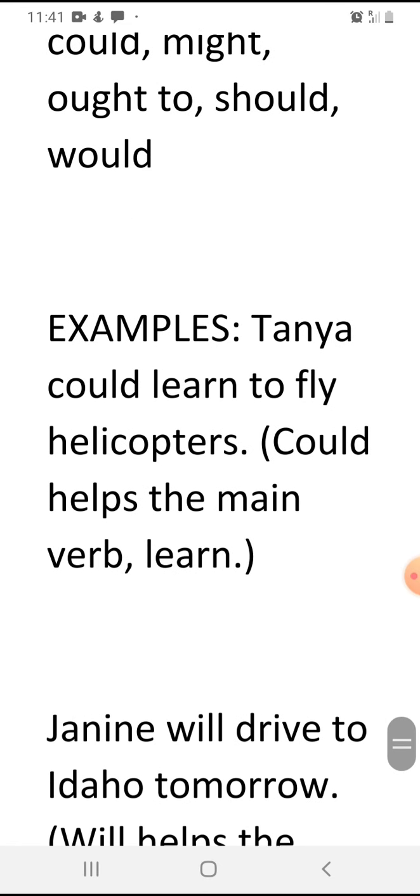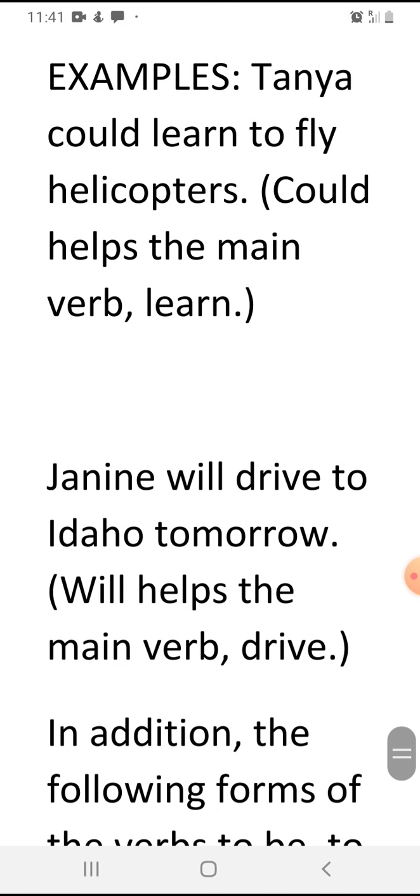Let us see these examples. Tanya could learn to fly a helicopter. Could helps the main verb learn. Learn is the main verb and could is the modal. It is used here as a helping verb.